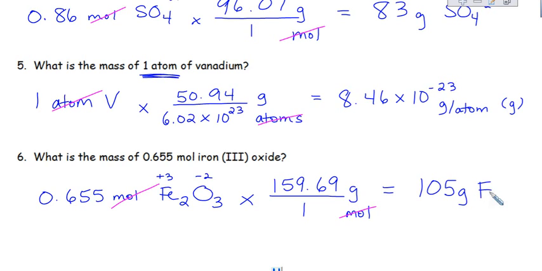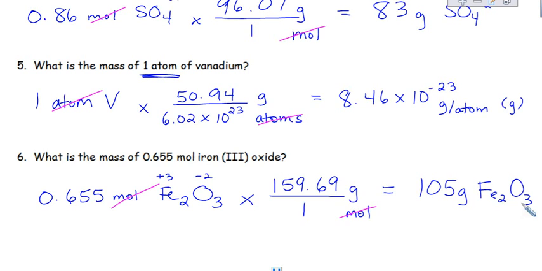Almost. We're thinking about it. There it is, Fe2O3. And again, that makes some sense. So I got about 2/3 of a mole. I should have about 2/3 of the mass. So that number 105, that seems very reasonable.